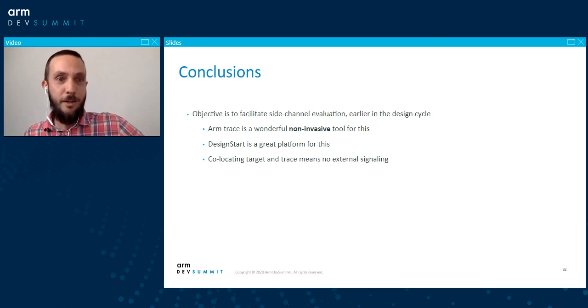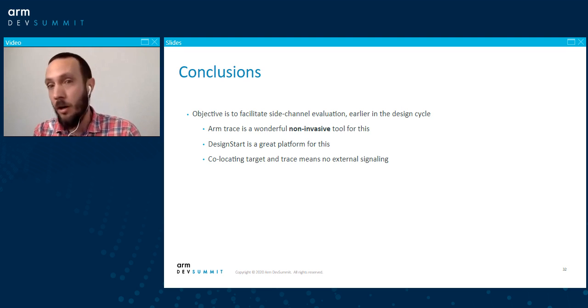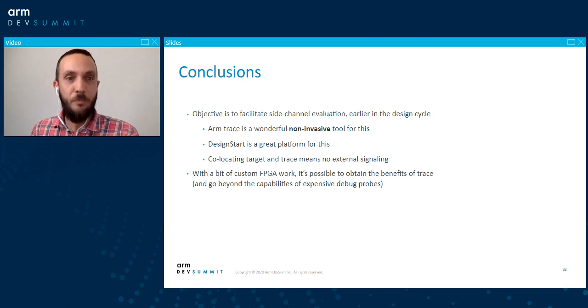So to conclude, our objective again was to facilitate side channel evaluation so that as an implementer, you can have a better end result. And by doing this early in the design cycle, that's easier to do. ARM Trace is wonderful because it's a non-invasive tool for that, so it fits into your flow much more easily. DesignStart is a great platform. Co-locating on the same FPGA as you did allows you to not have external pins that are toggling and to worry about, so it's all very easy to do.